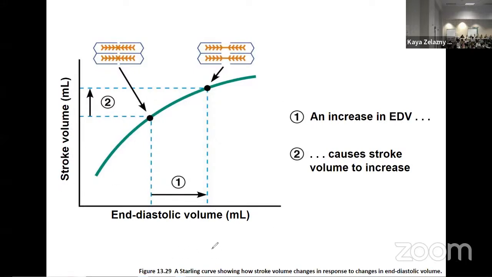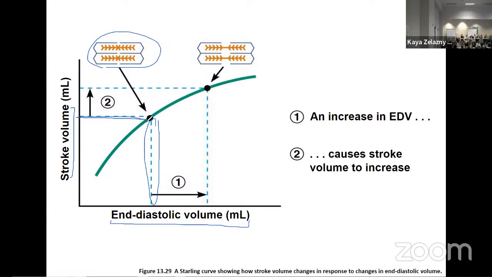So here we see the relationship between that end diastolic volume and the stroke volume. So this is showing you what those sarcomeres look like at different end diastolic volumes, right? So here, if we have our normal amount of blood, you can see how this sarcomere almost looks like it's already contracted, right? Like it's a little too crunched together. There's not much room to move here. So you can squeeze some, and you can squeeze out some blood.